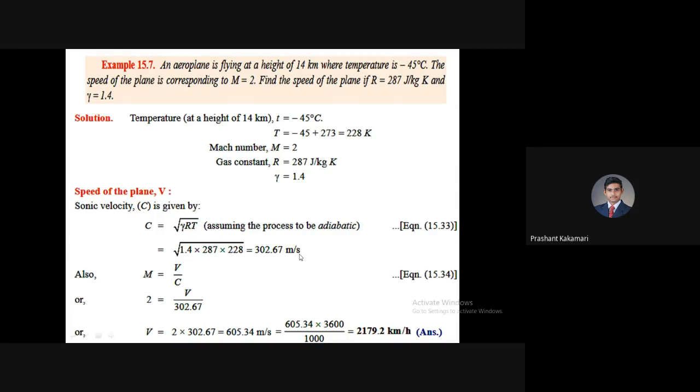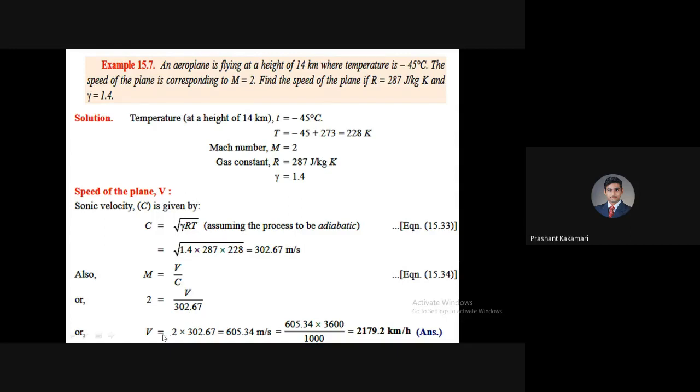Next, this is not the speed of the plane now. This is the speed of sound. So now Mach number is given, C is found out. What equation relates these two values? That is Mach number. Mach number is V by C. By this equation, one can find out the V value by substituting Mach number 2, which is given in the problem, and the C value we have found out, 302.67.